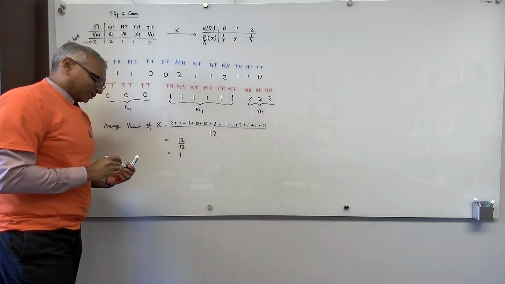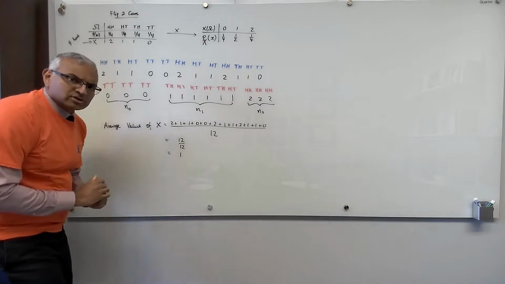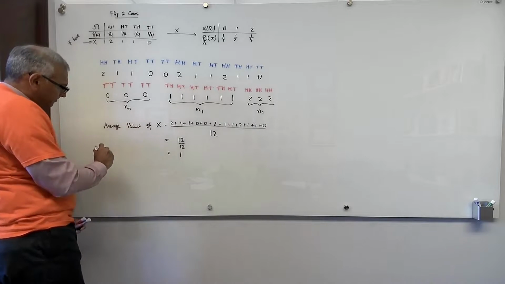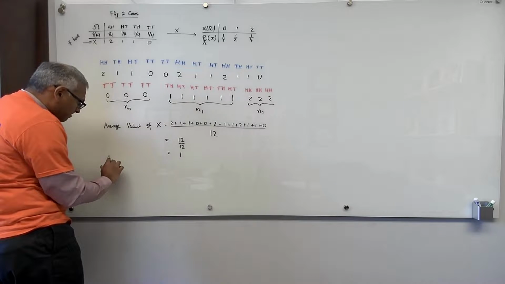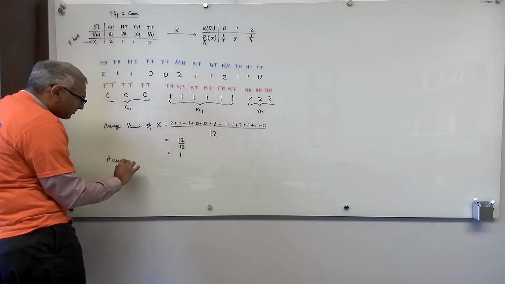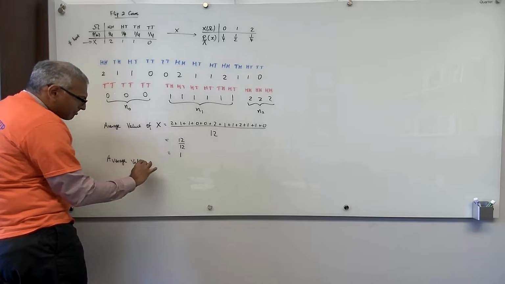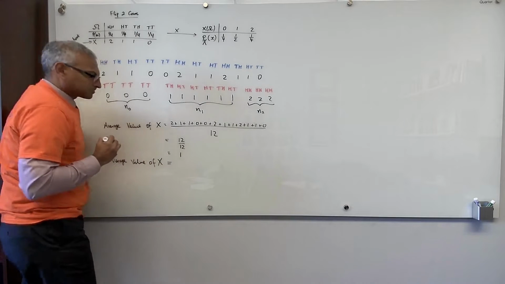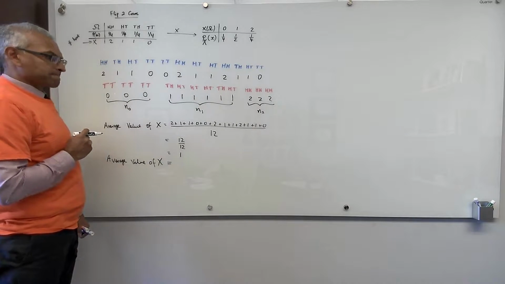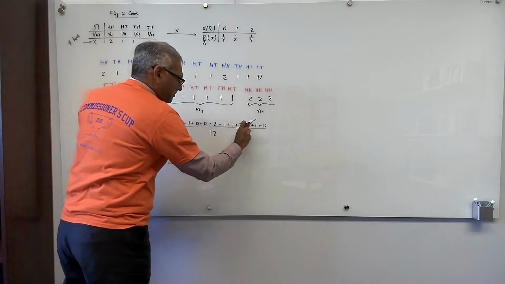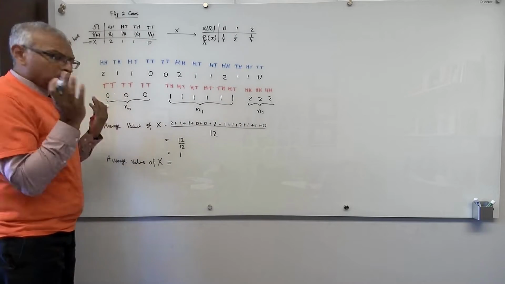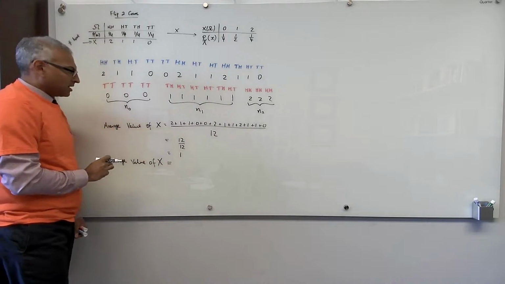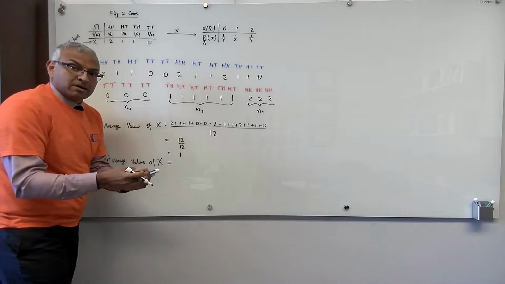You might say, why am I doing all this? That's because I want to show you another way to compute this average value. The average value of x is equal to the sum of the measurements. I'm not going to change anything. It's the sum of the measurements, and here I just added them up blindly. Well, I can add them up in a smart way.